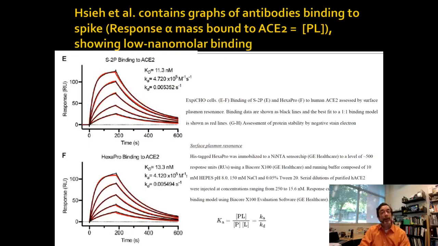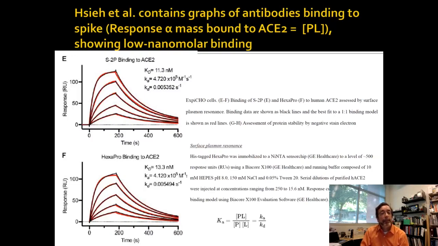Remember that binding is an equilibrium and that we express as the KD, big KD, dissociation constant. So from these, you can see the different levels of antibodies that are binding, and you can see that you get dissociation constants that are pretty high. These are two different constructs that Hsieh et al. showed. They showed the S2P construct and the HexaPro construct.